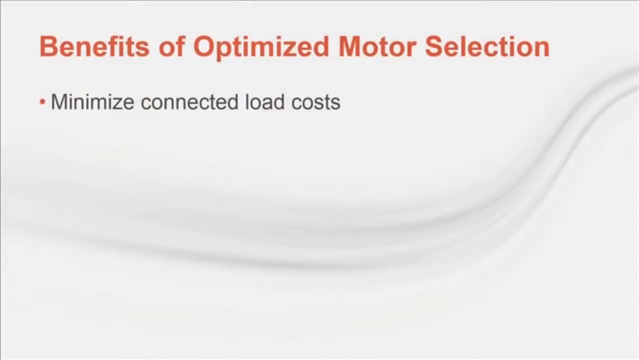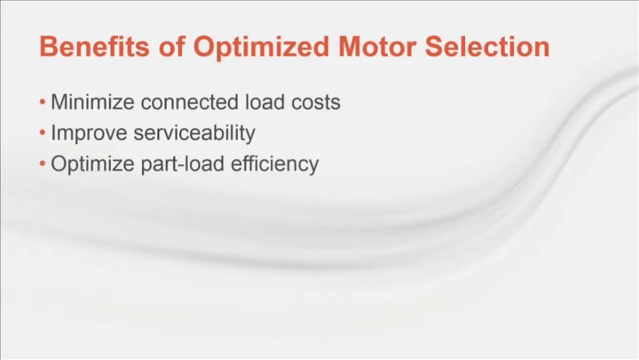Being able to right-size a motor can ensure connected load costs are minimized: smaller wiring, fuses, VFDs, and such. It improves serviceability because you're using physically smaller motors. And as we showed, this approach will also serve to optimize part load efficiency.